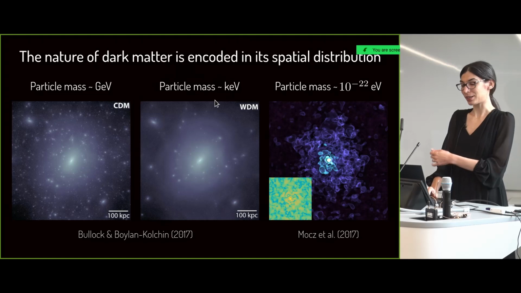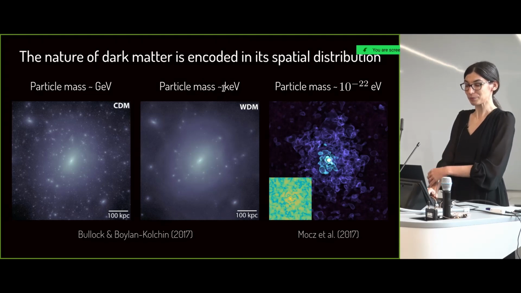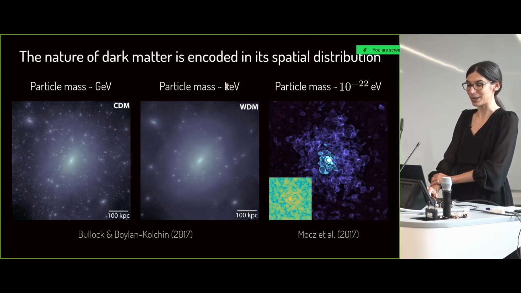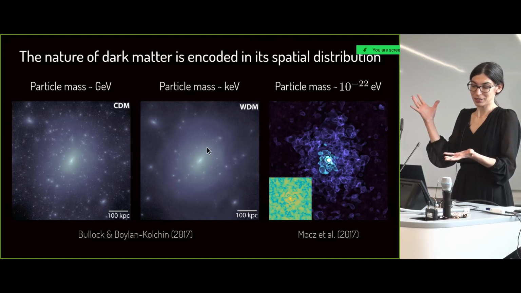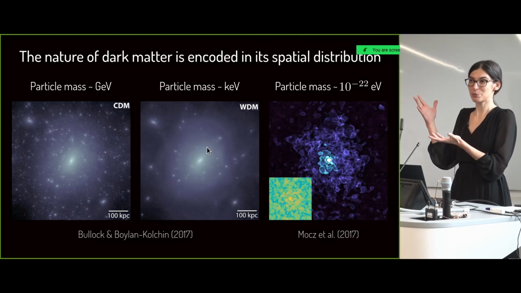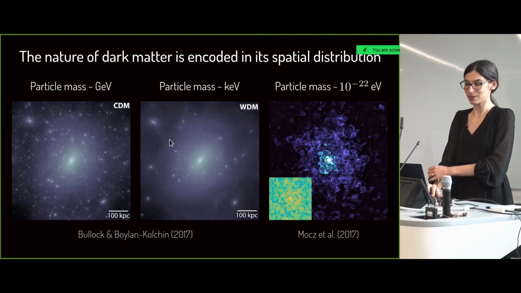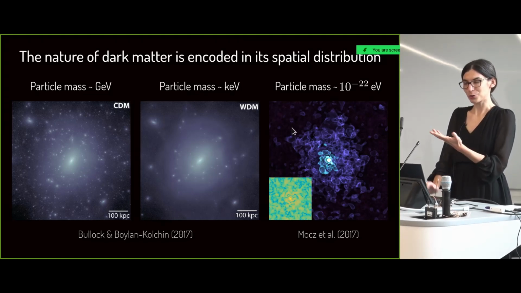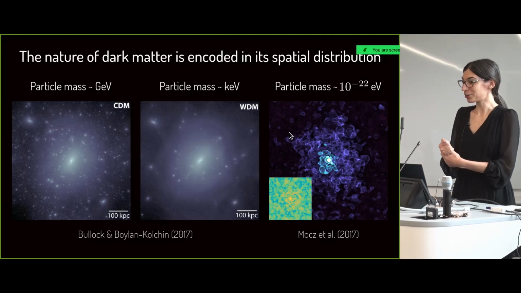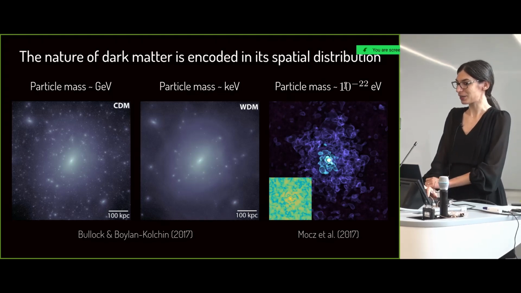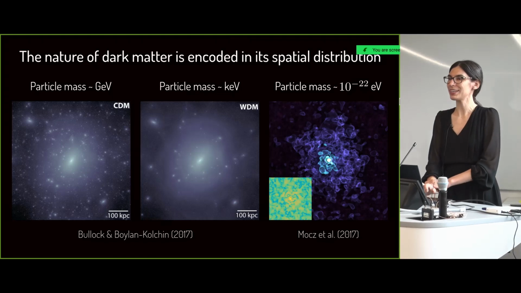For example, a lighter particle with masses on the order of keV, where the overall distribution of dark matter is pretty similar, but just those very lowest mass subhalos don't exist, as shown in the middle. Or it could be something entirely different, a particle with a mass of 10 to the minus 22 eV.